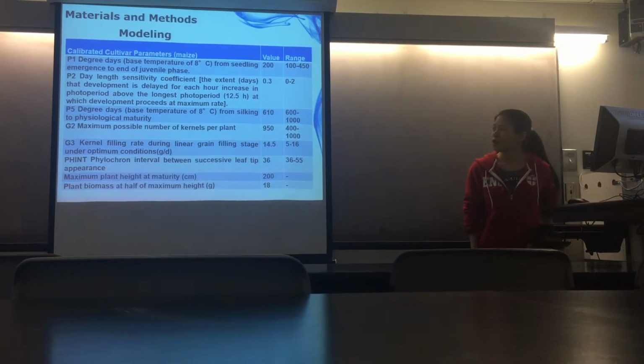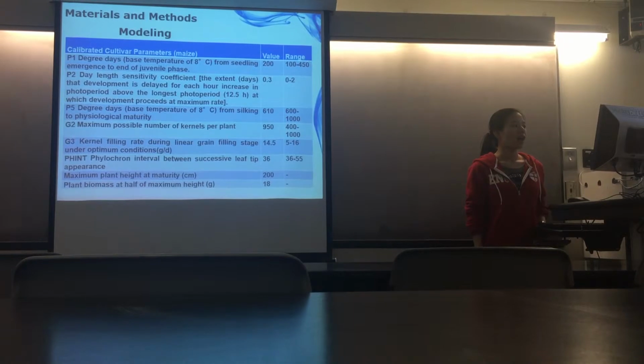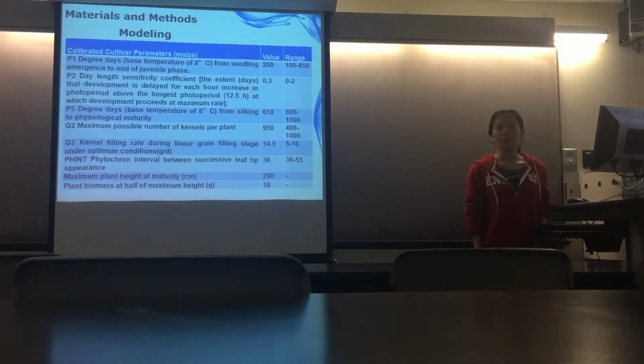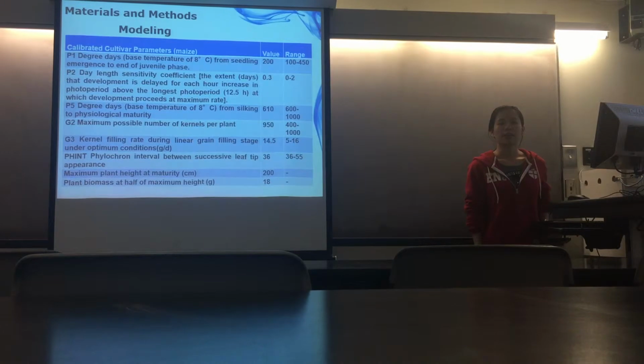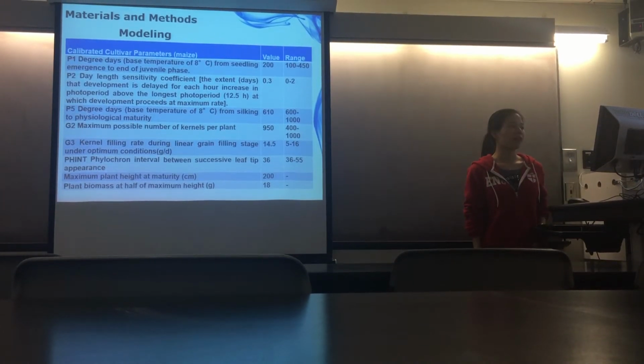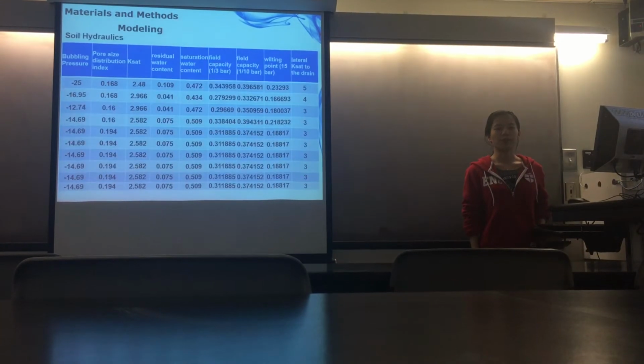And here the table shows the crop parameters that need to be calibrated. These parameters can be classified into two categories: P1, P2, P5, PHINT mainly affect the crop's phenology, while the rest affect the crop's growth traits, such as the crop yield and the crop's biomass.